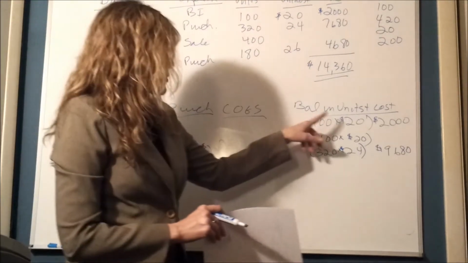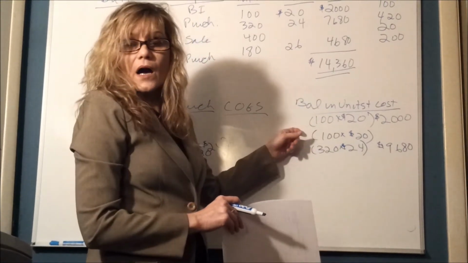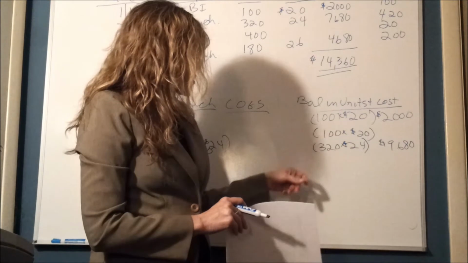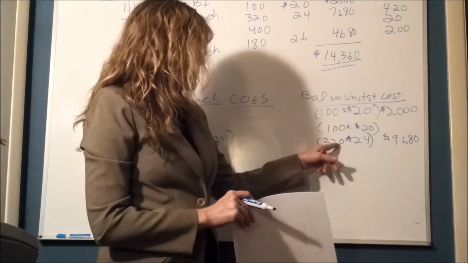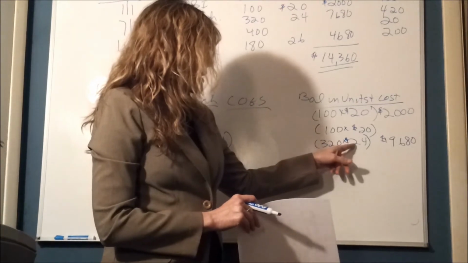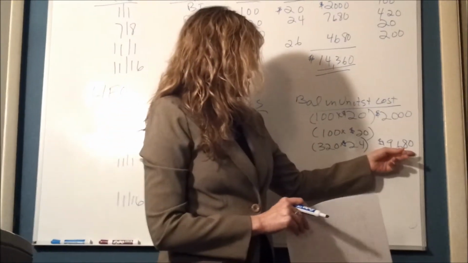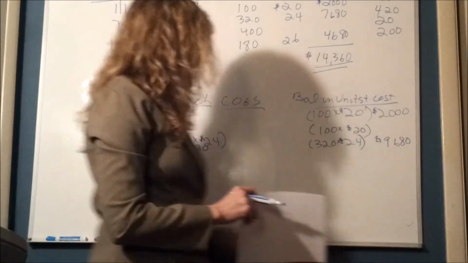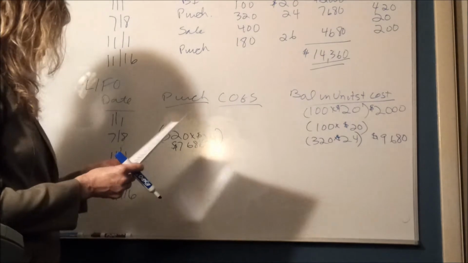$7,680. So if you look at our balance in units and costs, we have our beginning balance, the 100 times 20, and our purchases, the 320 items we purchased at $24 an item. And if you add these two items together, you'll get $9,680. So at this point, it's exactly as it was in FIFO.